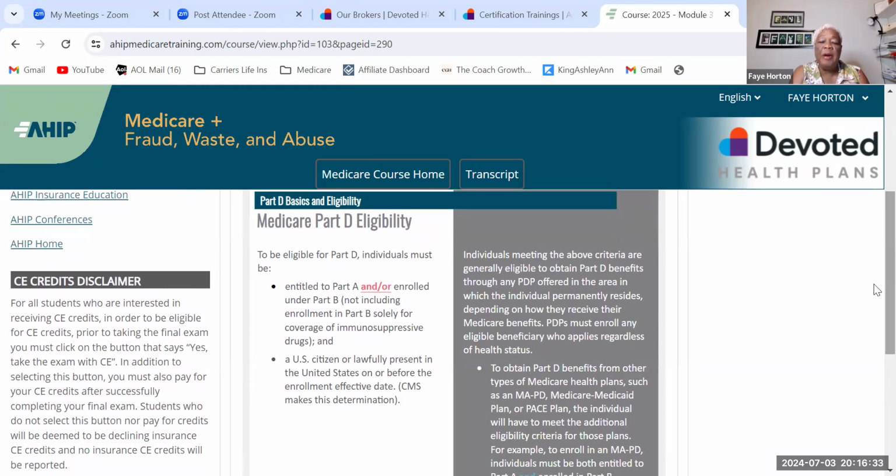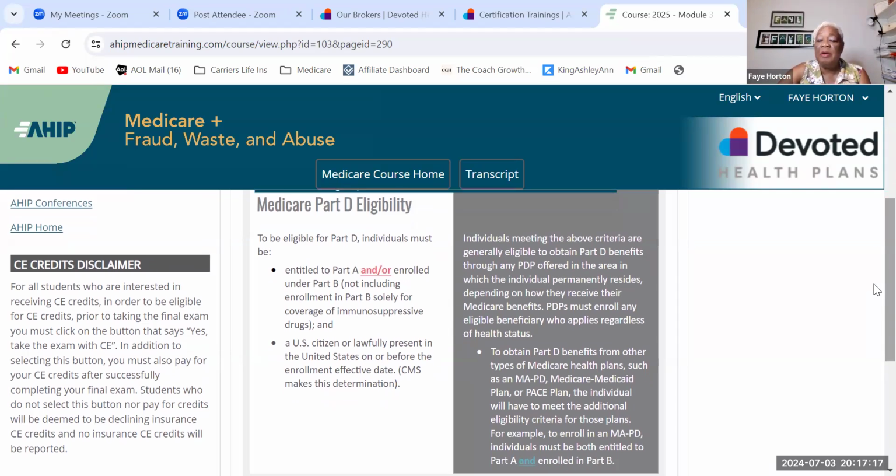To be eligible for Part D, individuals must be entitled to Part A and/or enrolled under Part B, not including enrollment in Part B solely for coverage of immunosuppressive drugs. And that would be someone who had a kidney transplant could still have Part B drugs covered under Medicare. A United States citizen or lawfully present in the United States on or before the enrollment effective date is someone who is eligible for a Part D plan.